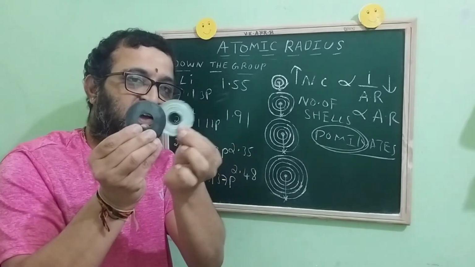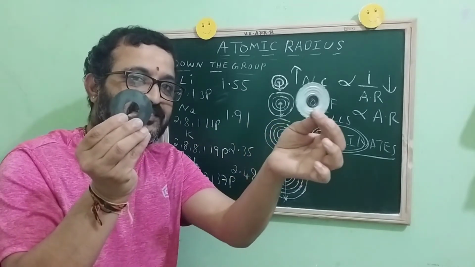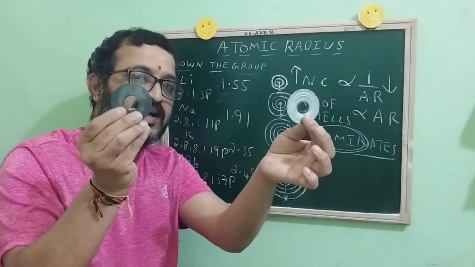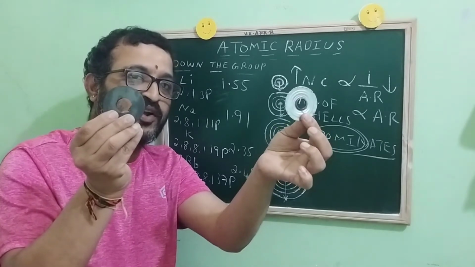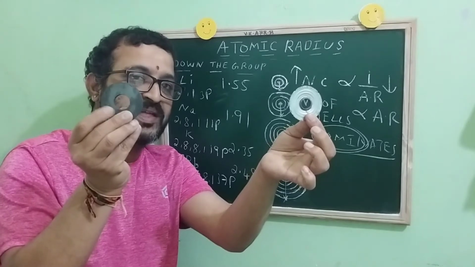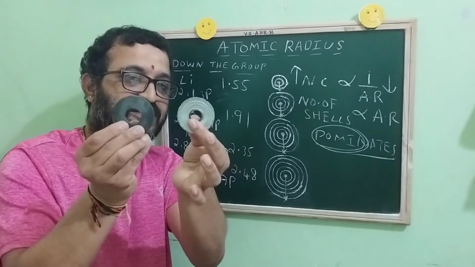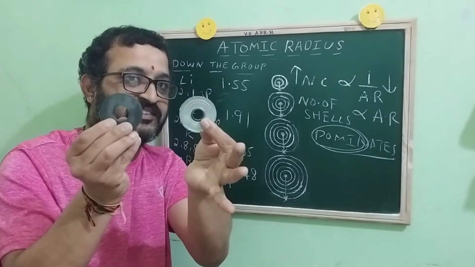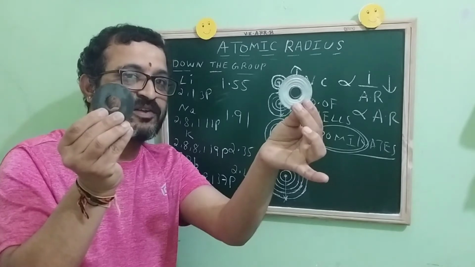See? Now, what I am going to do is increase the distance between the nucleus and the outermost shell containing electrons, and we will see whether this will pull or not. In the previous case, it was pulling because the distance was less. When the distance increases, I will leave this one. Will it pull or not?